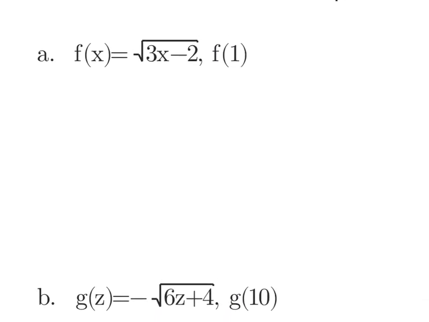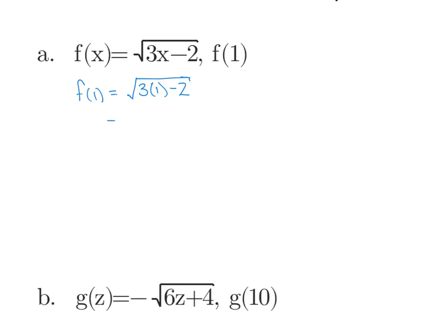For f of x, we have f of x equals the square root of 3x minus 2, and we are going to replace x with 1. So we get f of 1 equals the square root of 3 times 1 minus 2.